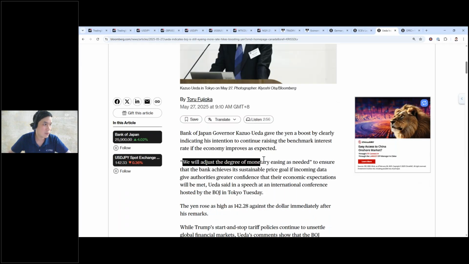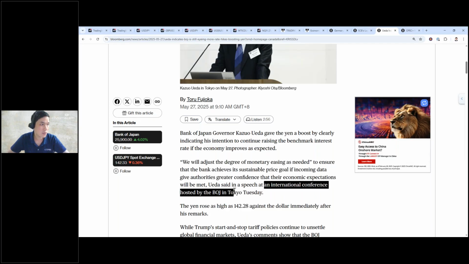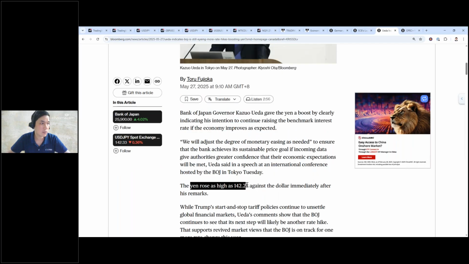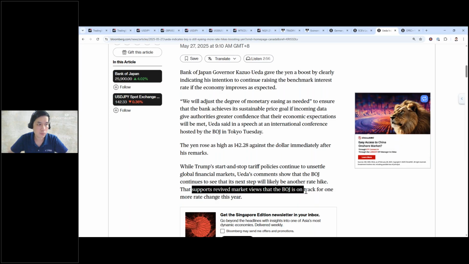Let me put it in bigger so that you guys could see. We will adjust the degree of monetary easing as needed to ensure that the bank achieves its stable price goal; incoming data gives authorities greater confidence that their economic expectation will be met. He said this at an international conference hosted by the Bank of Japan in Tokyo this morning, in the Asia session. The yen then rose as high as 142.28 against the dollar immediately after his remarks. His tone was not extremely hawkish, but rather a lukewarm hawkish tonality, yet that actually revised the market view that the BOJ is on track for at least one more rate hike this year.